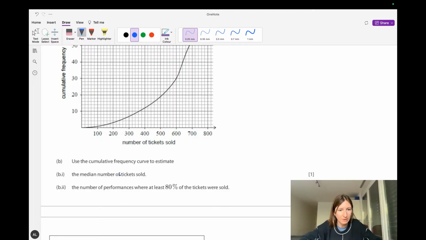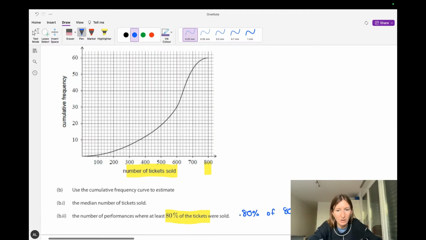I'm not going to do that one because median, I think we're good with. Number of performances where at least 80% of the tickets were sold. So again, we want 80% of tickets sold, while on the x-axis we have tickets sold. So 80% of 800. So you'd work out 80% of 800. And then you could get the number of performances. So wherever that was, 80% of 100, I think is 640. Double check me if I'm wrong.